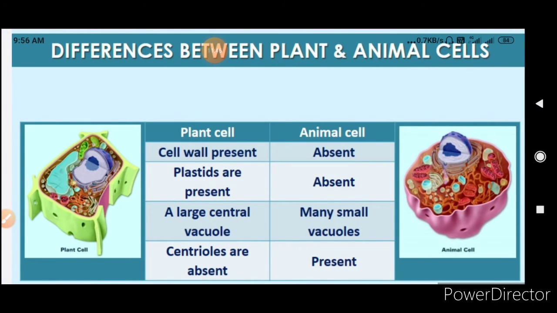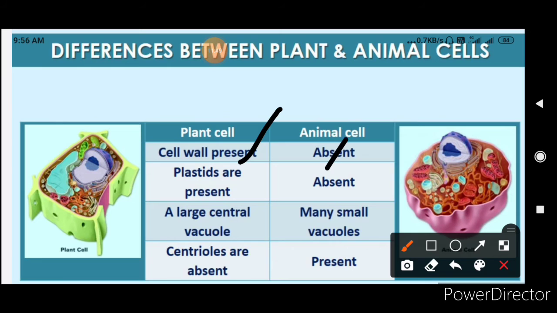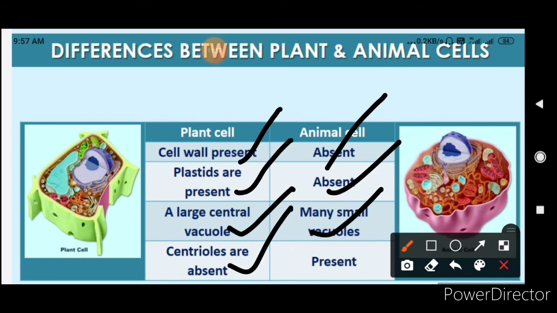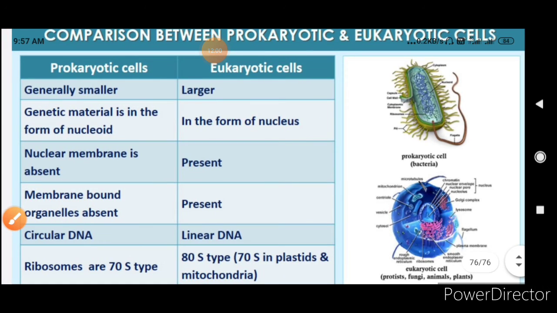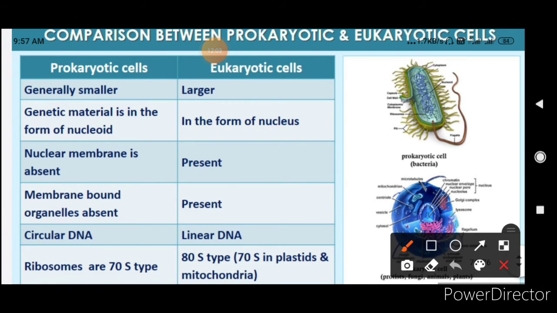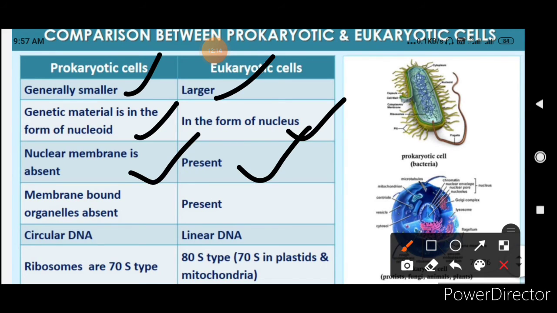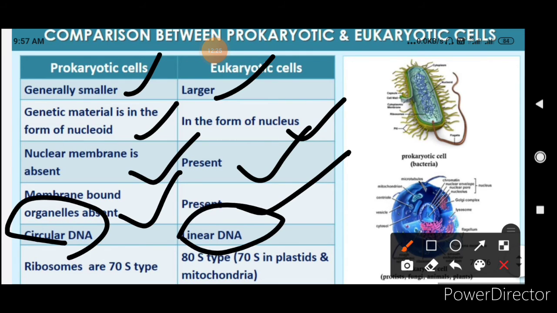The differences between the plant and the animal cell: cell wall is present in the plant cell, in animal cell it's absent. Plastids are present, plastids are absent. Large central vacuole, many small vacuoles, and centrioles are absent, and here they are present. When we are talking about the prokaryotic cell, generally they are smaller, eukaryotic cells are larger. Genetic material is in the form of nucleoid, here it is forming a nucleus structure. Nuclear membrane is absent here, and in the eukaryotic cell it is present. Membrane bound organelles are absent here, and present in the eukaryotic cell. Prokaryotic cells generally have circular DNA, and here we find linear DNA.